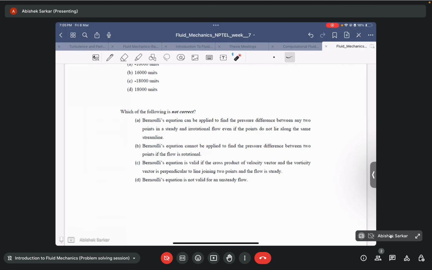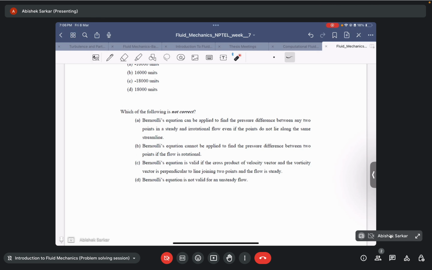So if we consider the 2 points to be on a streamline, then even if the flow is rotational, Bernoulli's equation can be applied to find the pressure between those 2 points. Okay, so this statement is wrong, because if the 2 points are along the streamline, then Bernoulli's equation can be used to find the pressure difference between the 2 points. Okay, so this statement is wrong.